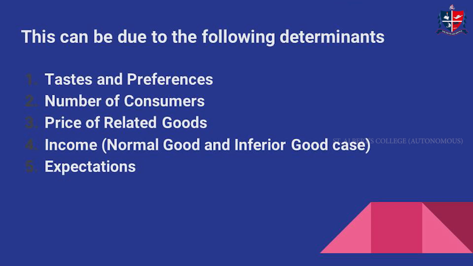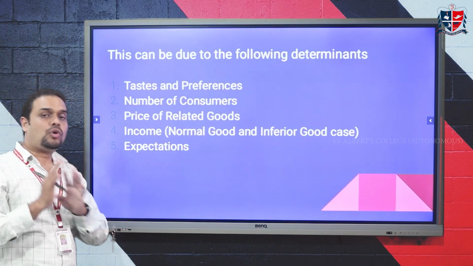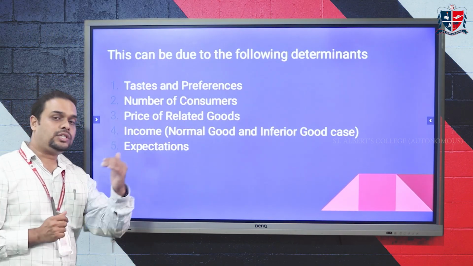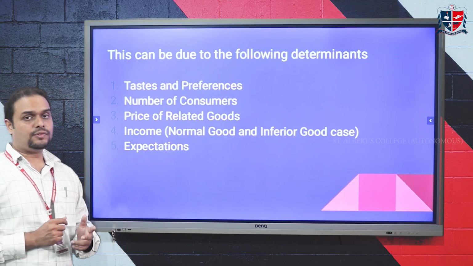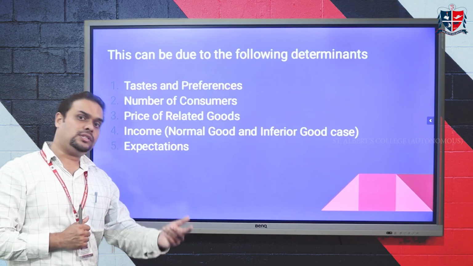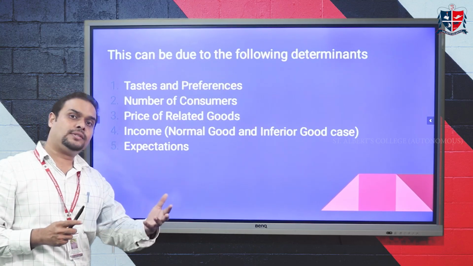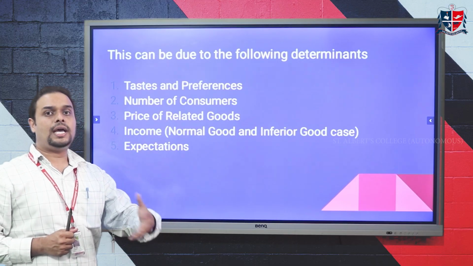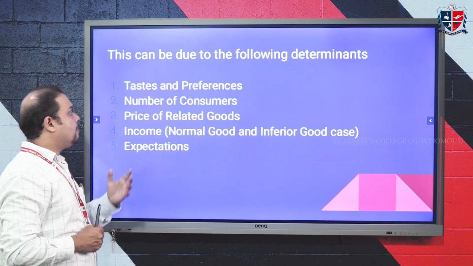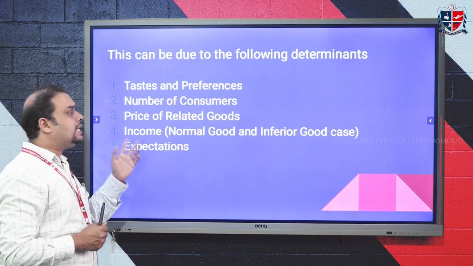Now, why does this happen? As I said before, price is always steady. If you want to see a shift, the price should be steady. Now, this might be because of, as we've seen in the example, taste and preferences of consumers. Then you have the number of consumers. As the number of consumers increases, even if the price is the same, more people will want the product and the demand would be more. Price of related goods, tea and coffee. We've seen that before.